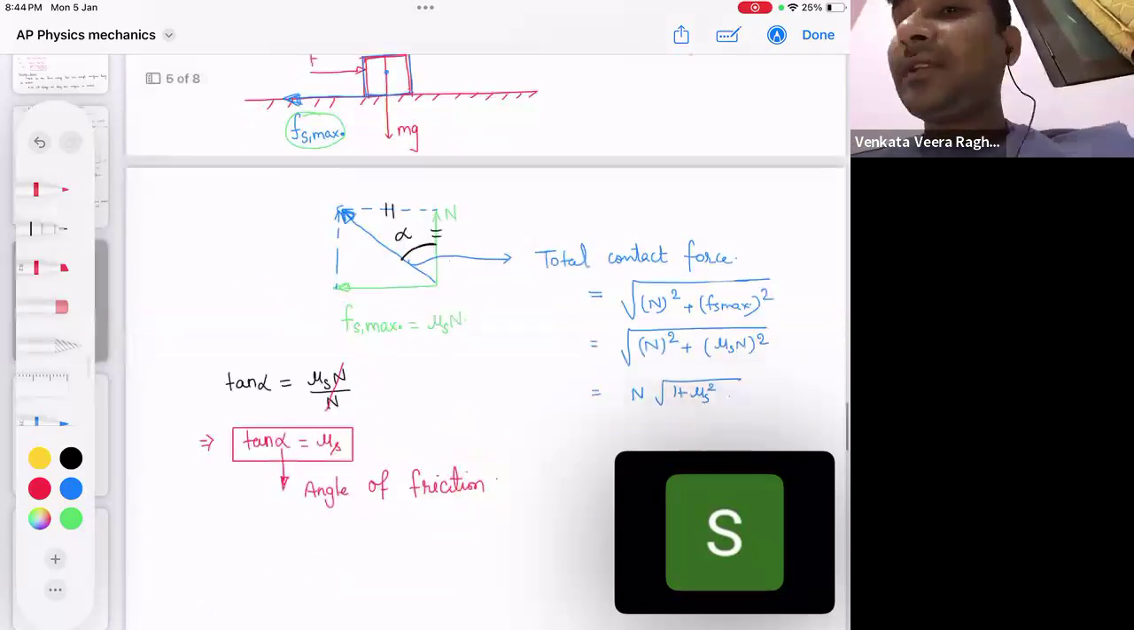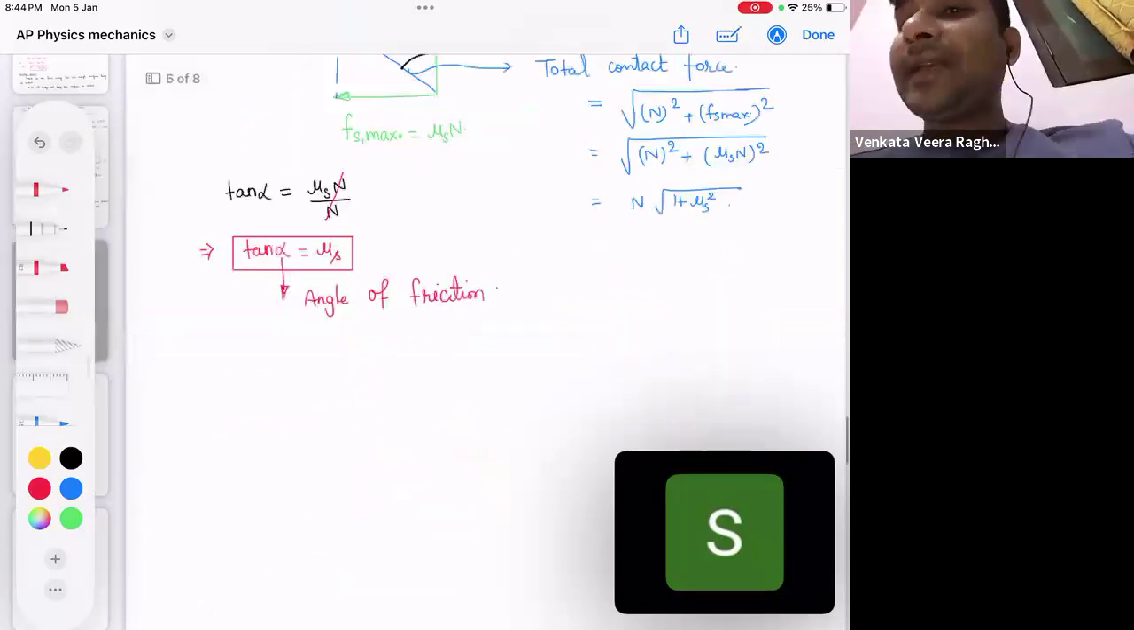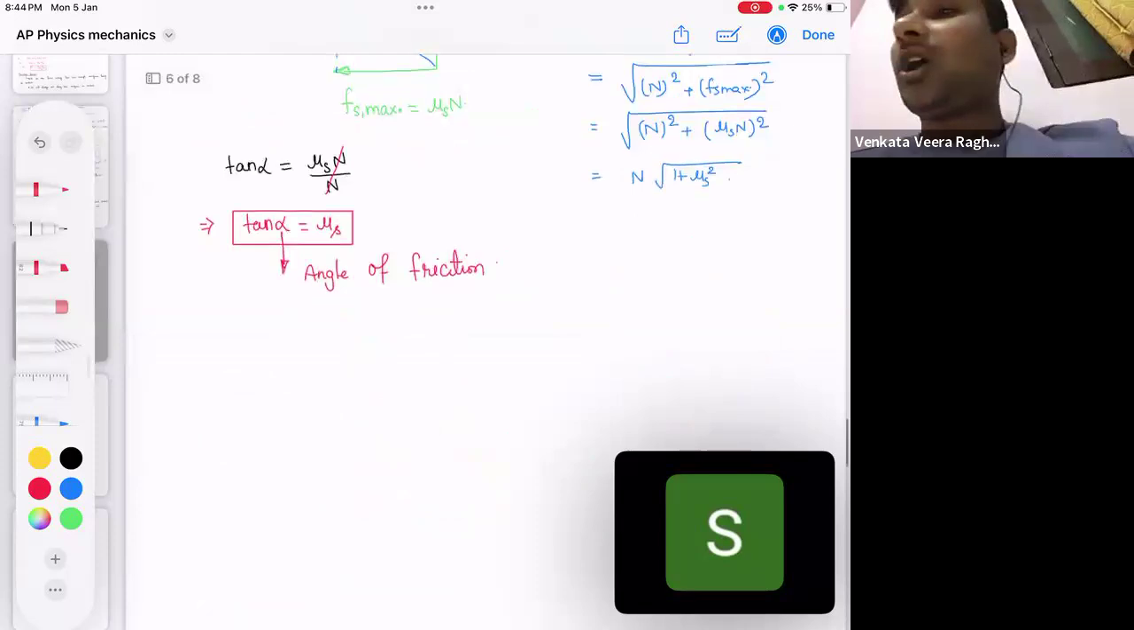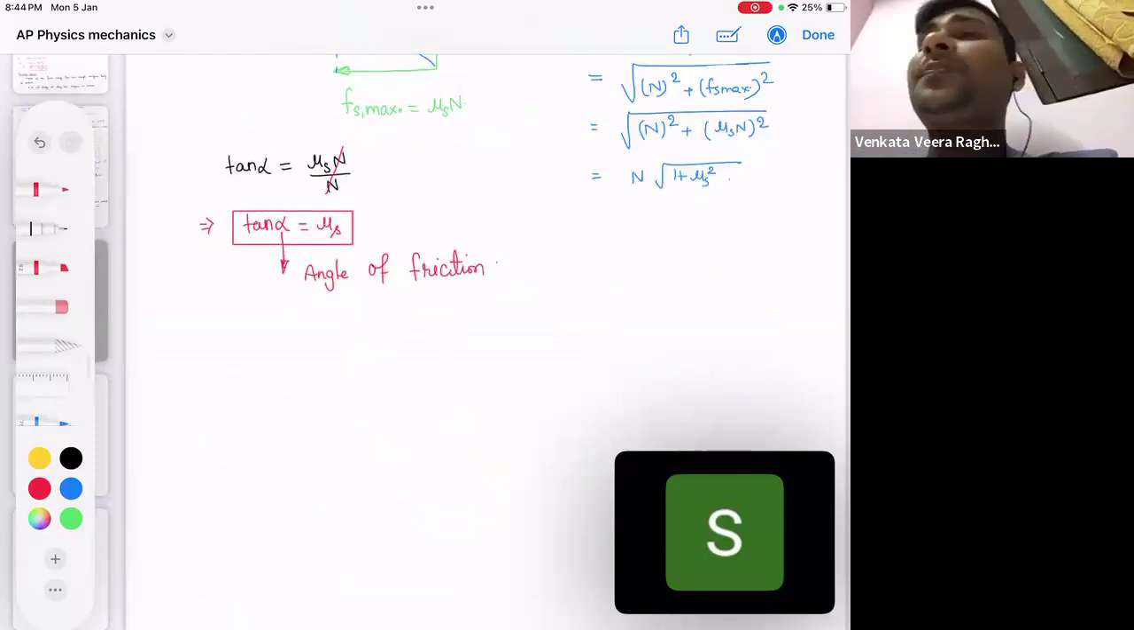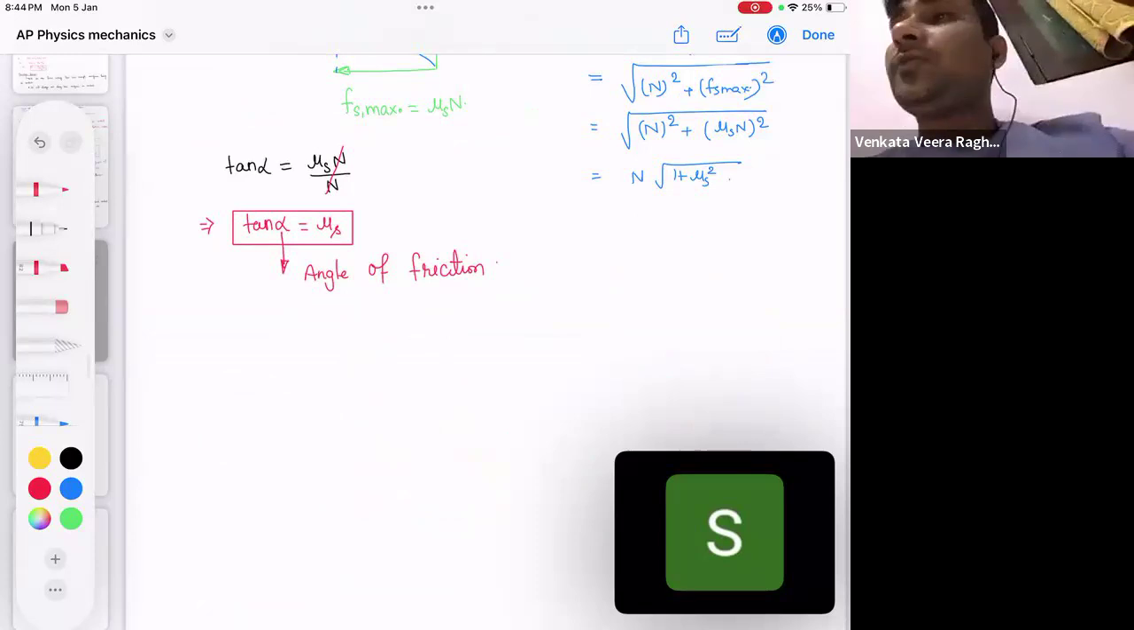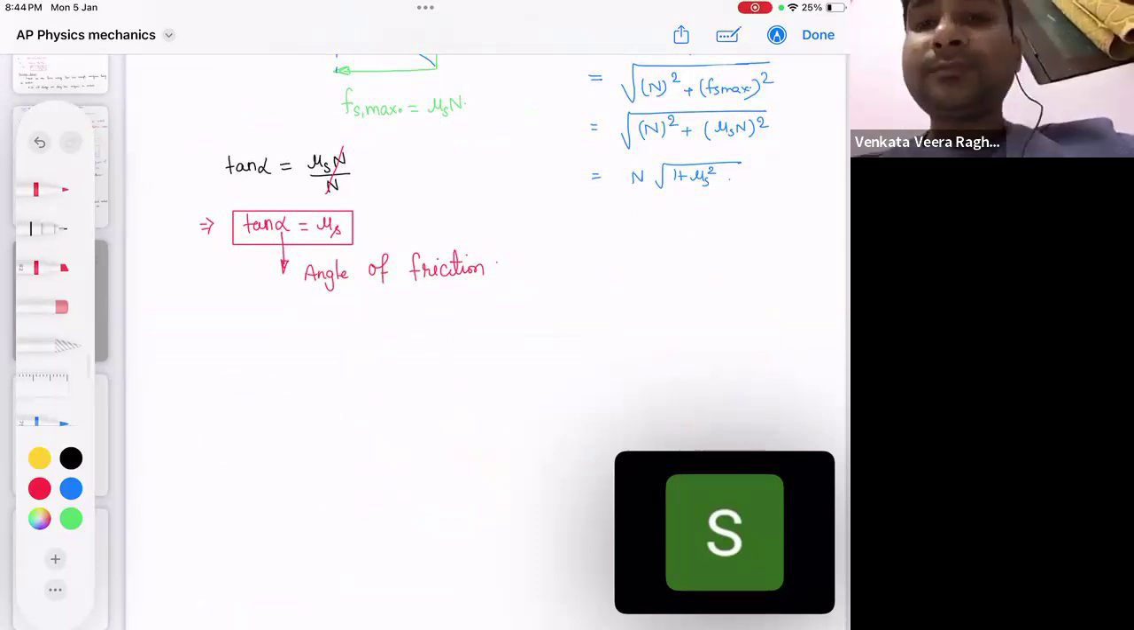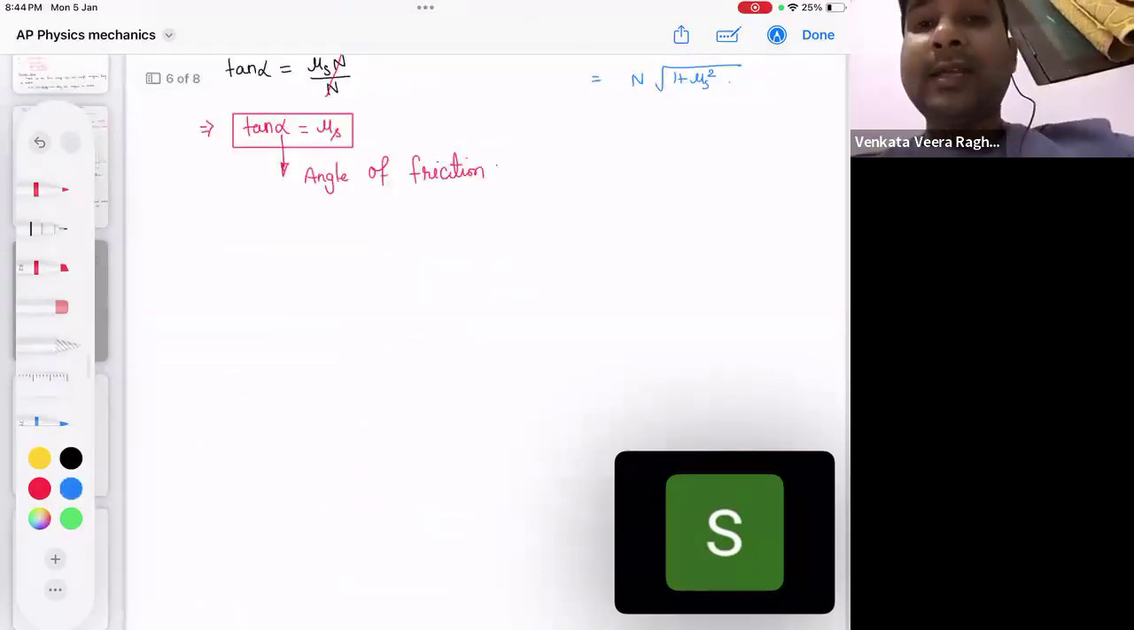Clear this one? Yes, sir. This angle is called the angle of friction. So how much is the angle of friction? Tan alpha will come equal to the coefficient of static friction. And one more angle is important here. That angle is called the angle of repose.